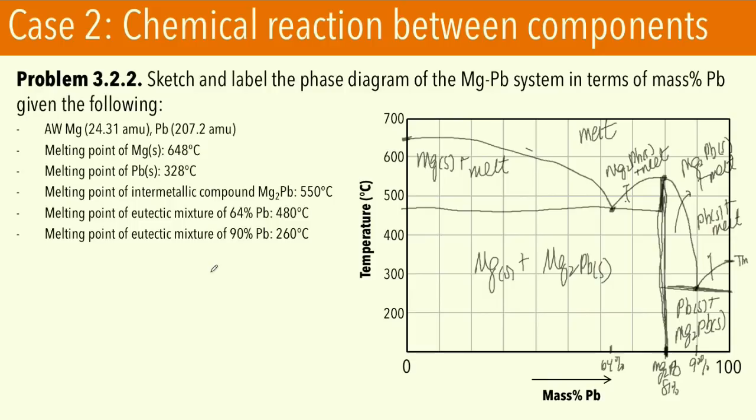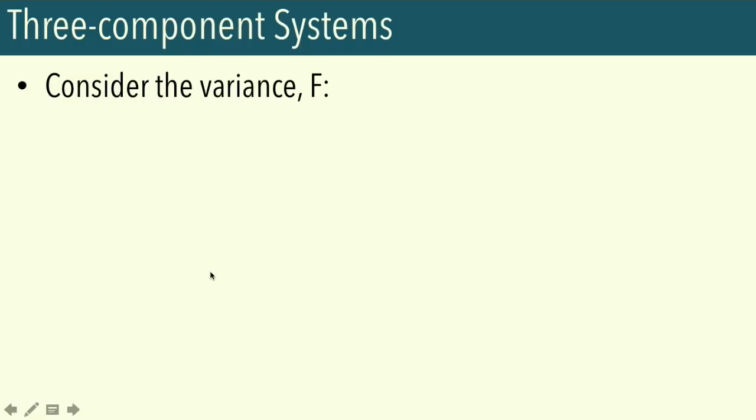So now let's look at increasing the number of components in our system. Let's look at three component systems. Before we begin, again, let's consider the variance of these types of systems. Our expression for variance is F equals 2 plus C minus P, where 2 represents the temperature and the pressure variables.